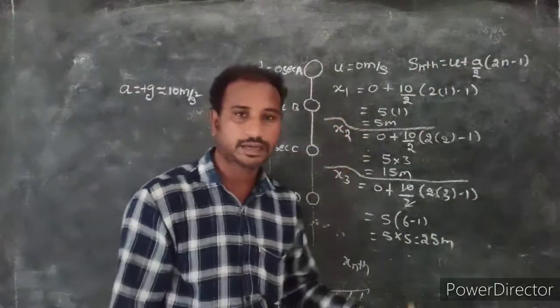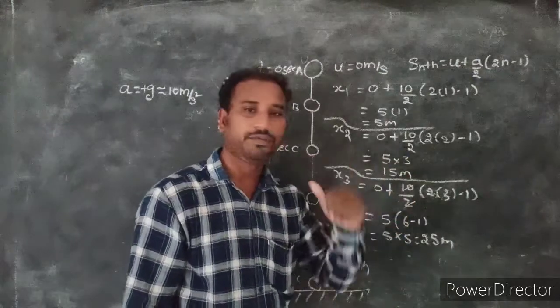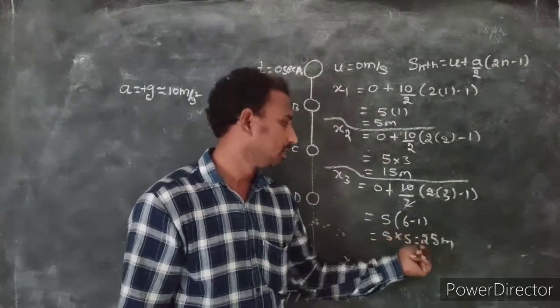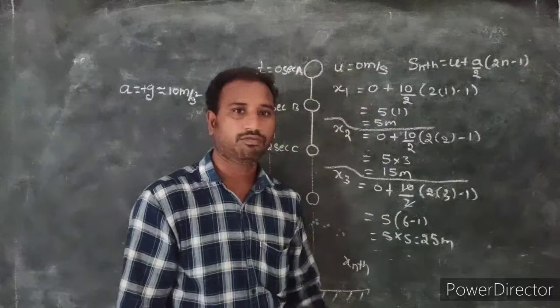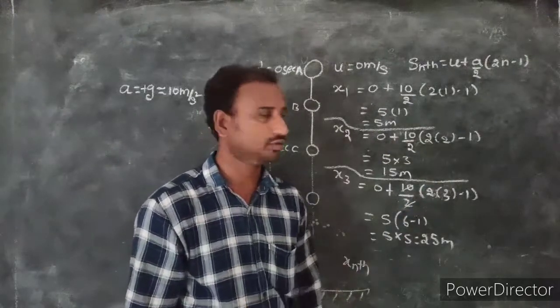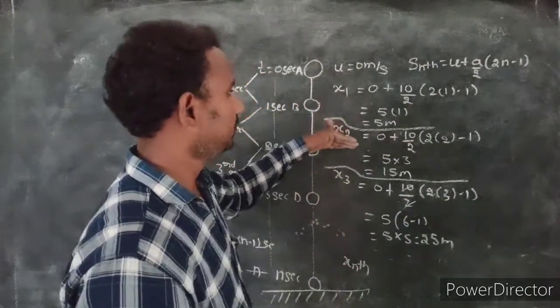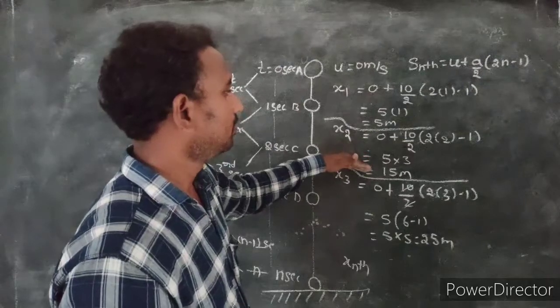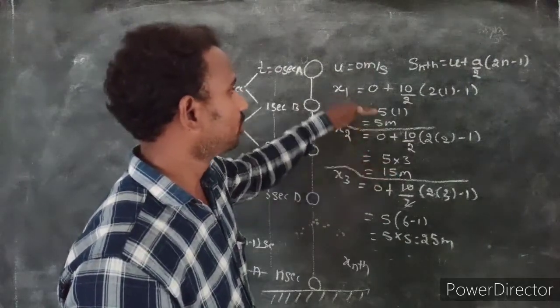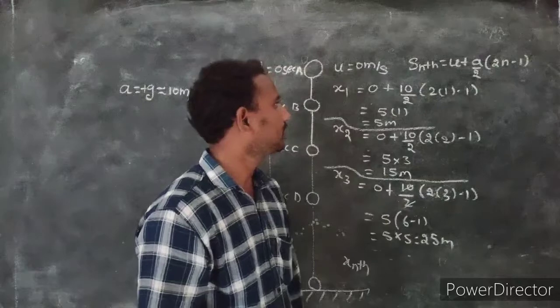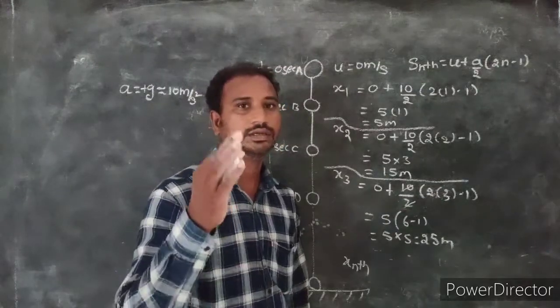Okay, understood. So in these three conditions we have to identify the displacement at first second, how much? 5 meter. Displacement at second second, 15 meter. Displacement at third second, 25 meters. Okay, we have to compare those ratios. Here the displacement at second second is 3 times more than the displacement covered in the first second.